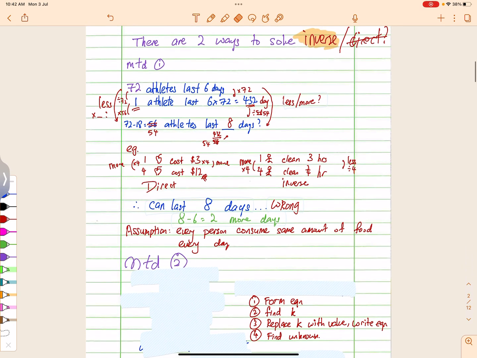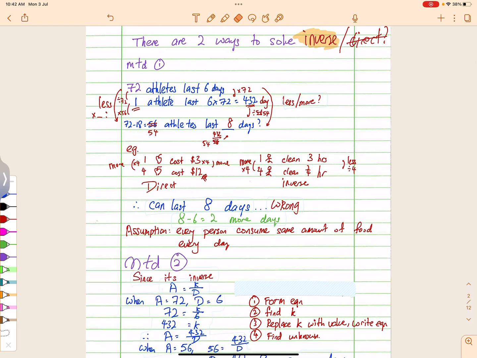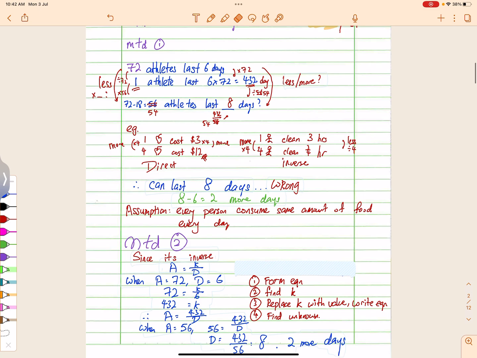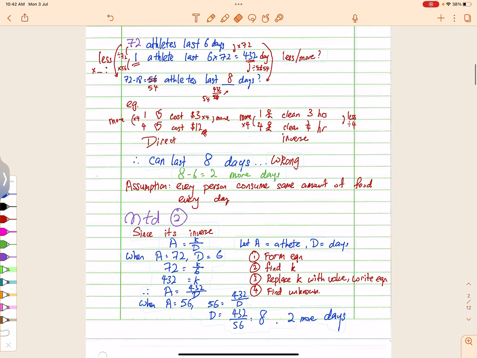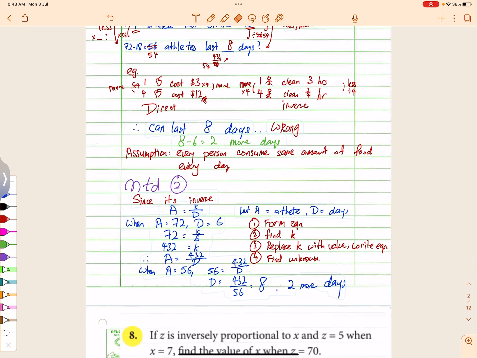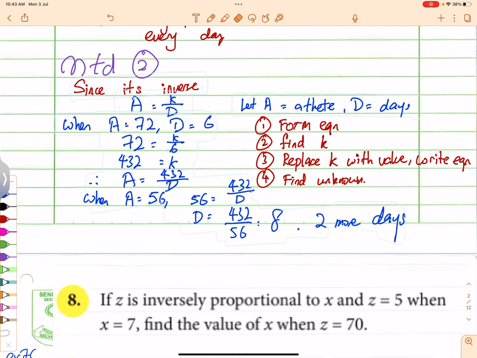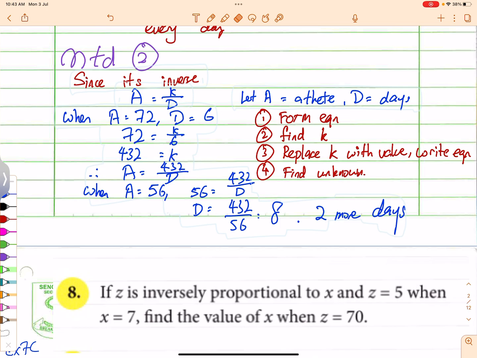Because it is inverse, we know that A must be K over D. So let's illustrate. A is the number of athletes and D is the number of days. Now let's zoom into this. We can see that it follows the same 4 steps. Step number 1, form the equation. Step number 2, find the K. Step number 3, rewrite the equation and then replace the K with a number.